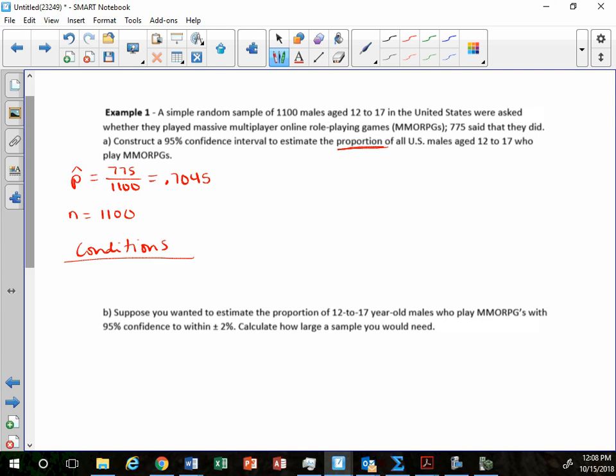Okay, so we have our p hat, we have our sample size, we need to check some conditions. Is it a random sample? Yes. How do I know? Stated. Random, stated, check. Checking for normality. What do I do with a proportion problem? n times p hat and n times 1 minus p hat. So n times p hat, go ahead and do that for me.